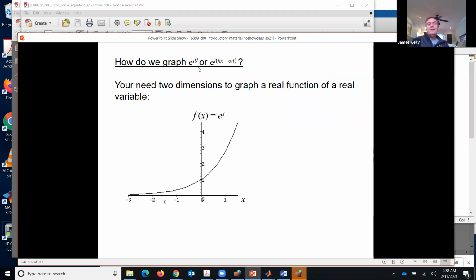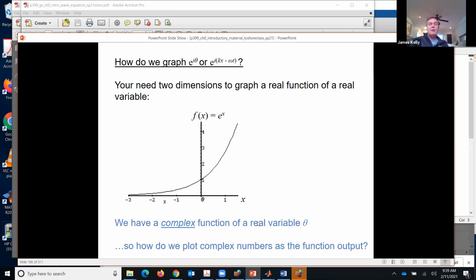It's related to the idea of how do we graph the function e to the i theta, right? I know how to graph the function e to the x. Here it is graphed here. I plot the input variable on the horizontal and the output on the vertical, and I get the graph of e to the x. But how do I graph e to the i theta? Well, it's got complex outputs. And so in general, I'm going to need two dimensions to graph a real function of a real variable. If I'm going to have complex outputs, I'm going to have to change how I think about it.